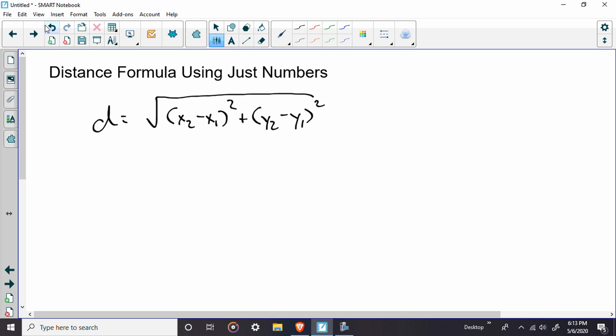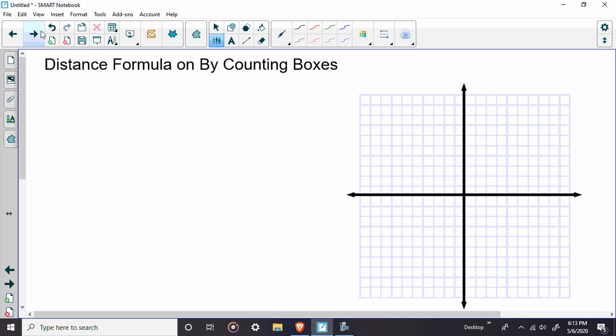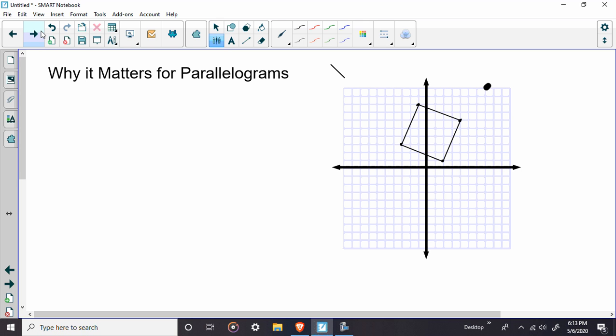I'm then going to explain how you can do it by counting boxes and the advantages and disadvantages of that. And then most important for us, why it matters for parallelograms. Okay, so if you want, you can fast forward to the part that you think you need. If you want to watch the whole thing, it really shouldn't take us all that long.